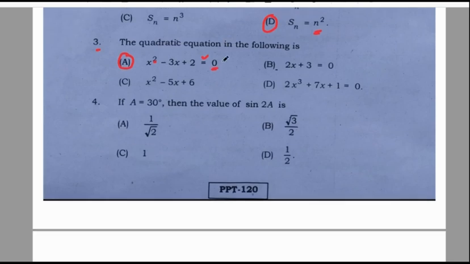Moving on to the fourth question. If A is equal to 30, then the value of sine 2A is: sine 2A means 2 into 30, where A is 30. So 2 into 30 is 60. Sine 60 is root 3 by 2. The correct option for the fourth question is B.